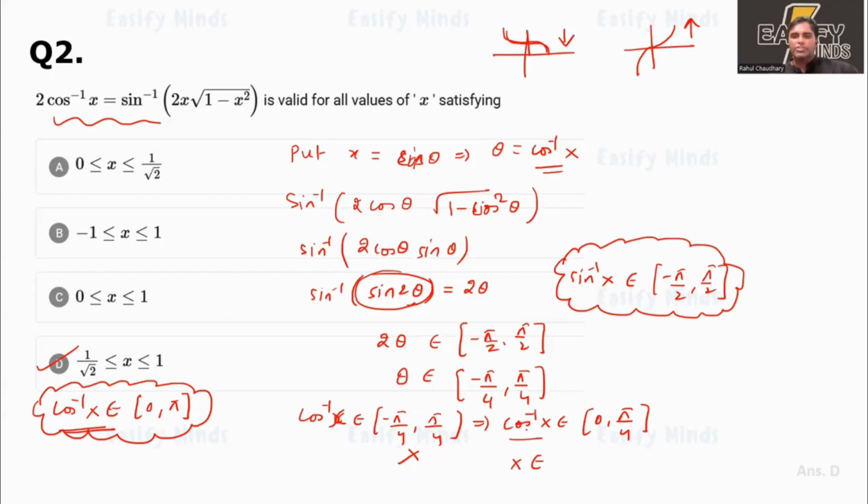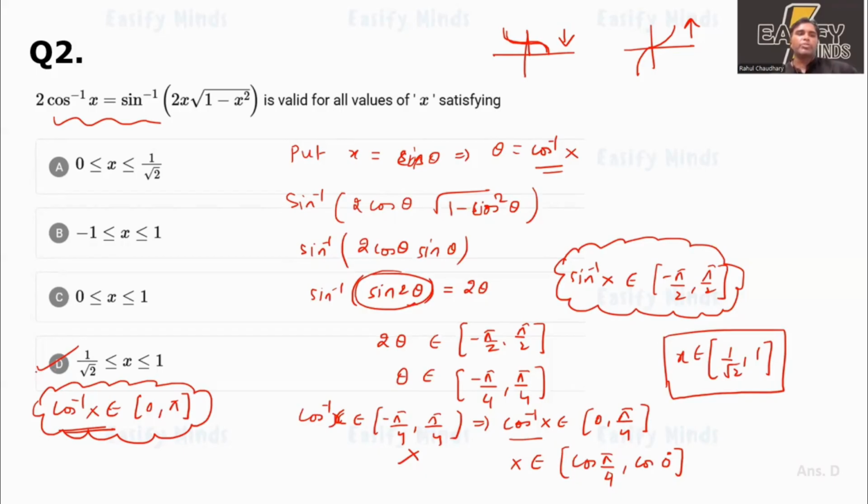So this is a decreasing function. So I give cos inverse here. The value will get changed. It will become cos pi by 4 and cos 0. So x will belong to cos pi by 4, which is 1 by root 2, and cos 0 is 1. So x belongs to 1 by root 2 to 1.